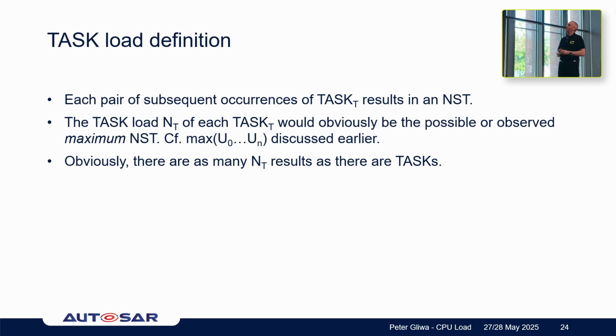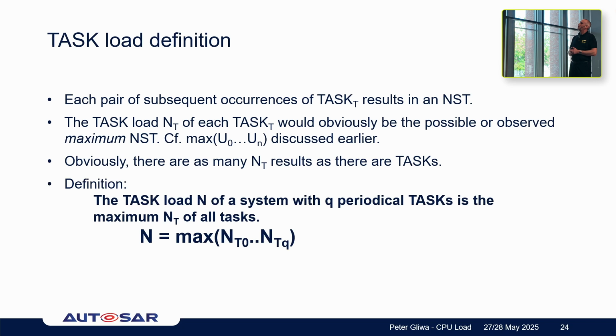So the definition would be to report as the overall load, the task load N of a system with q periodical tasks, the maximum among all the tasks. So it's like a two-dimensional thing. Each task comes with a number of task loads, and you pick the maximum here, and then among all the tasks you pick the maximum again, right? And that would then be the task load.